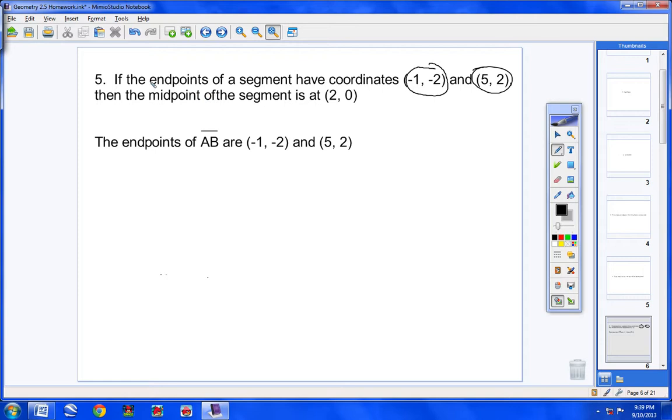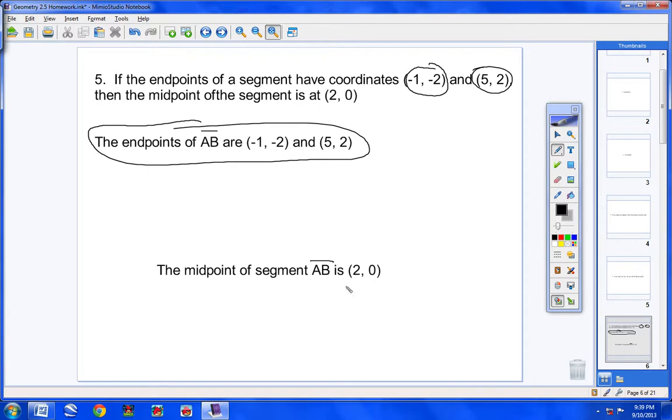Okay, what I told you yesterday is if the if part occurs, then the then part will occur. Or if the hypothesis occurs, then the conclusion occurs. So if the endpoints of AB have these coordinates, then obviously I can say the midpoint of segment AB is 2, 0. Because if your hypothesis is satisfied, then the conclusion will also occur. Hopefully you remember from yesterday's notes, this is not the law of syllogism. This is the law of detachment.